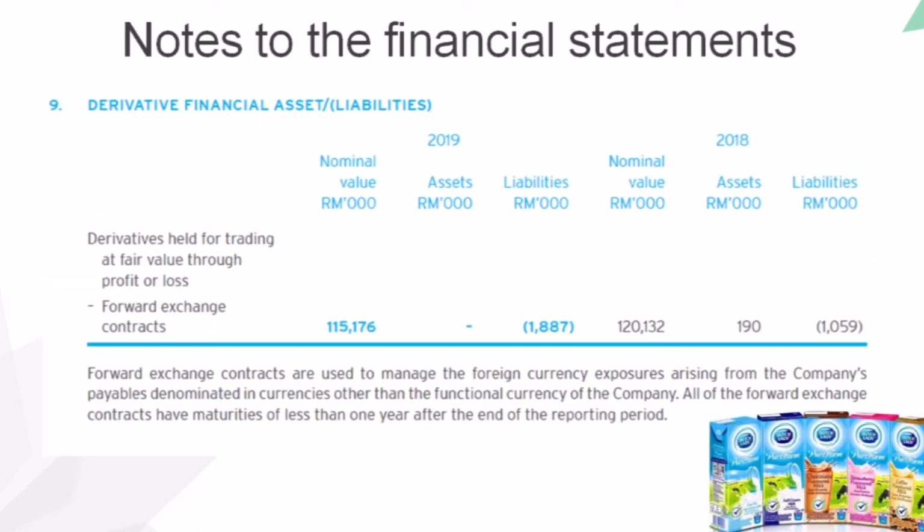Okay, now is the notes to the financial statement for the information from the previous slide, which is derivative financial assets or liabilities. What we can see now is the derivative held for trading at fair value through profit or loss, forward exchange contract. We can see their amount for 2019 and 2018. Forward exchange contracts are used to manage the foreign currency exposure arising from the company's payables denominated in currency other than the functional currency of the company. All of the forward exchange contracts have maturities of less than 1 year after the end of the reporting period.